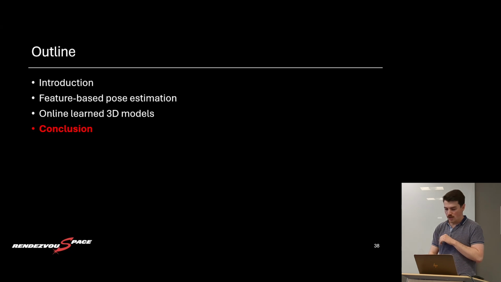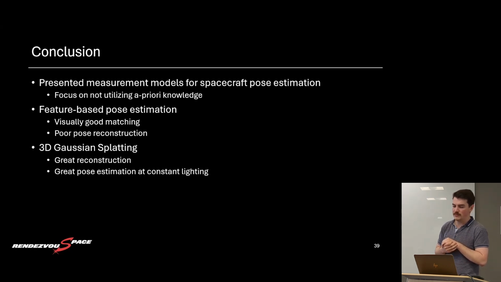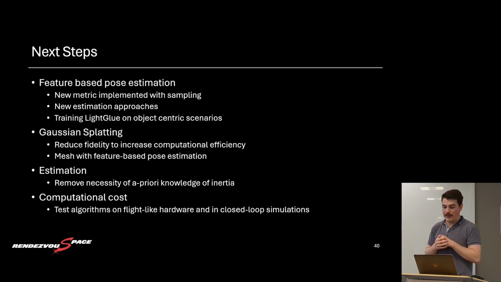But to conclude, what we've talked about today is we've presented measurement models for spacecraft pose estimation, focusing on not utilizing a priori knowledge. The feature-based pose estimation has visually really good matching, so we think it has potential there, but poor pose reconstruction, we think either because the essential matrix estimation techniques are not robust enough, or because the likelihood is failing. 3D Gaussian splatting has great reconstruction and great pose estimation at constant lighting, but this also fails when our lighting is different.